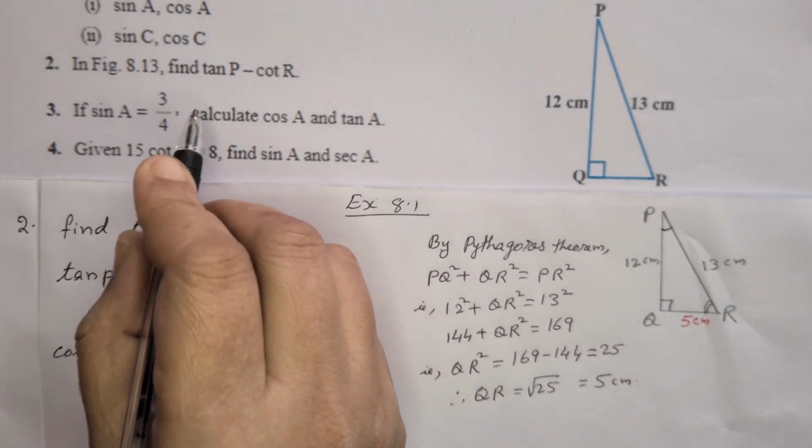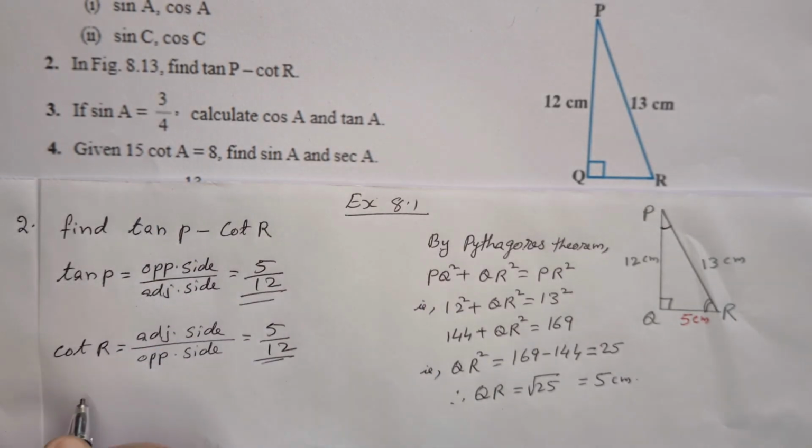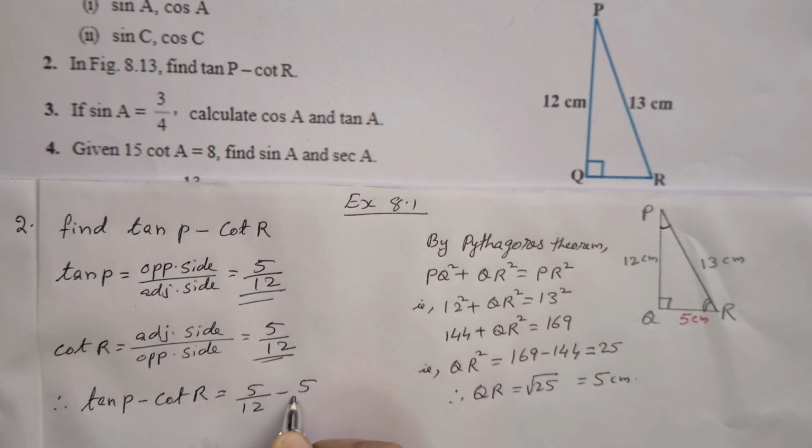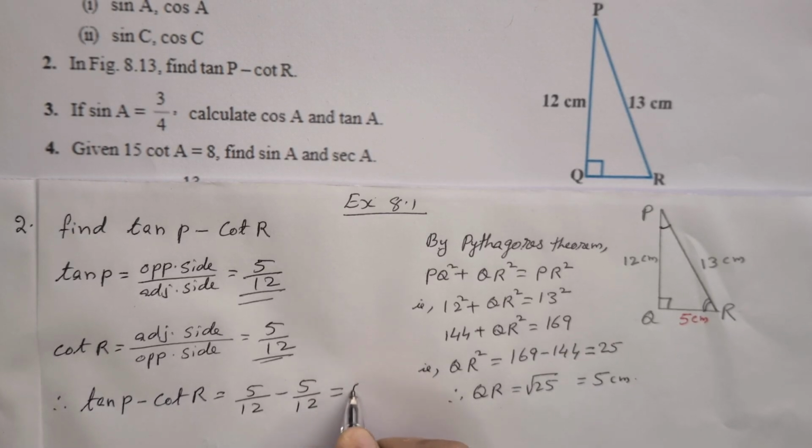Now the question is find tan P minus cot R. Therefore tan P minus cot R is equal to 5 by 12 minus 5 by 12. Same number when we are subtracting, we will get the answer as 0. So that's the answer.